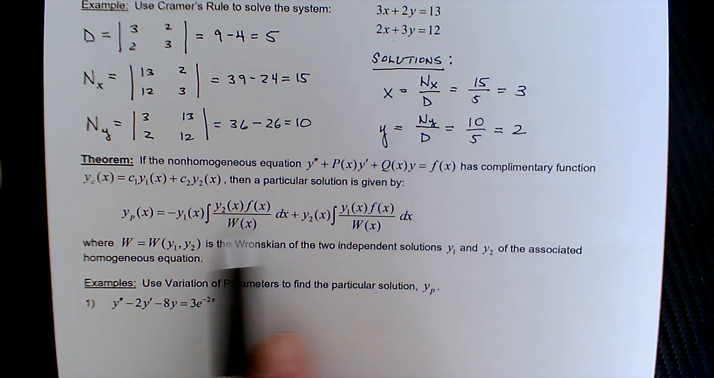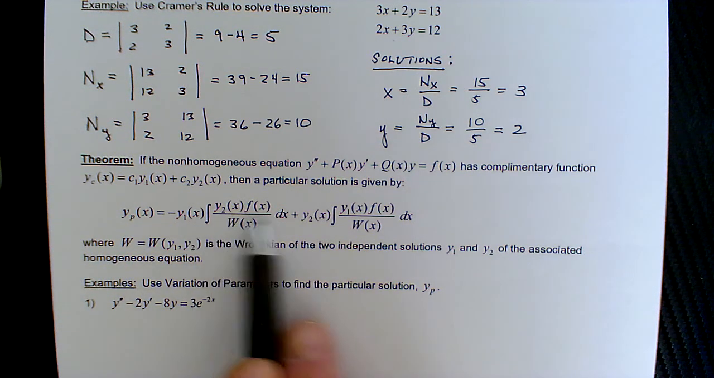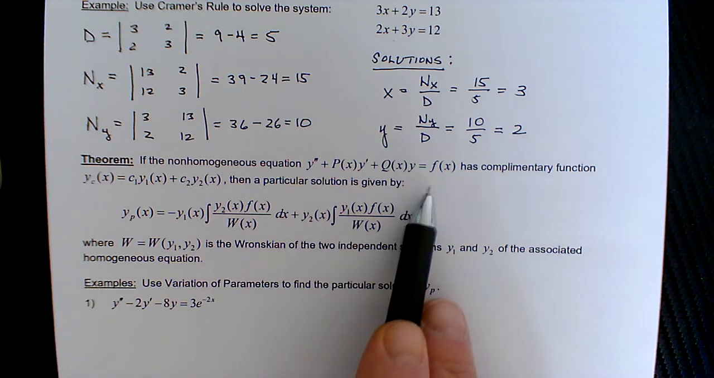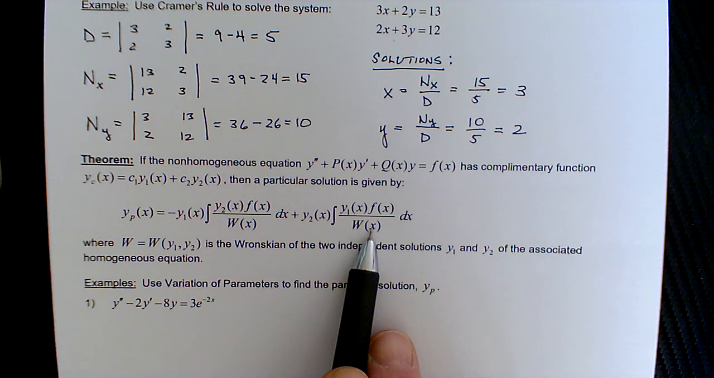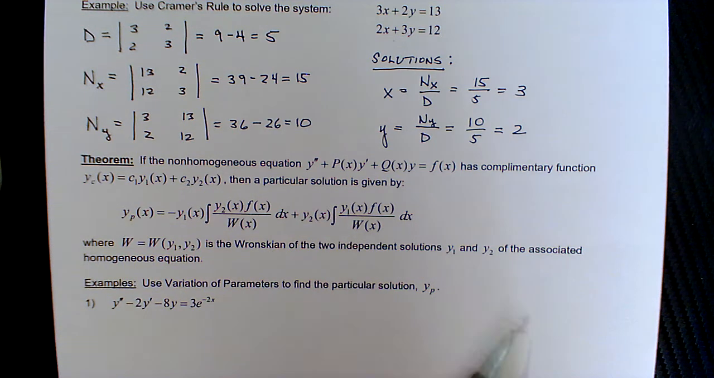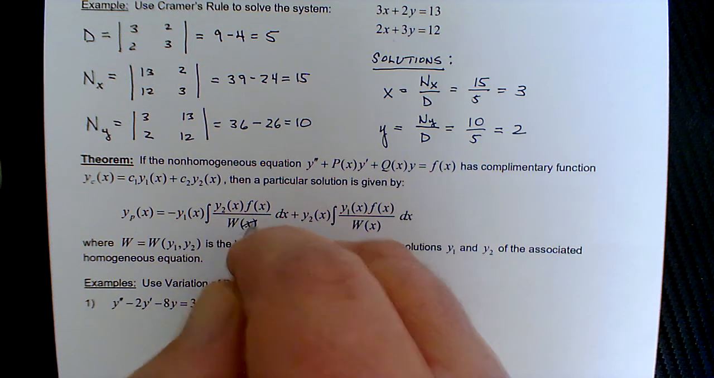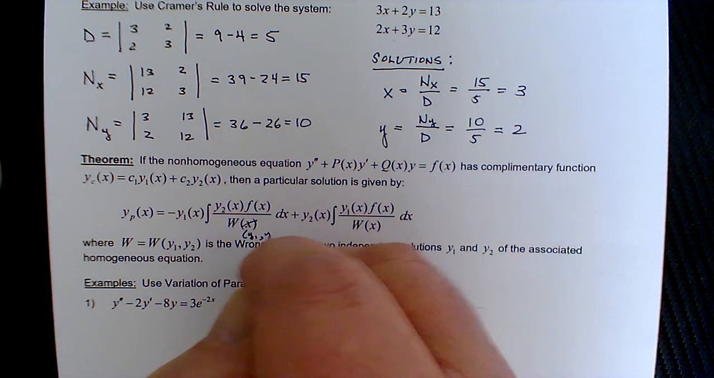Then, as we derived, here's what our particular solution will look like. And so, notice that it contains y1 and y2 in both of the integrals. And it also contains the function f of x and the Wronskian. And remember, the Wronskian is the Wronskian of y1, y2.